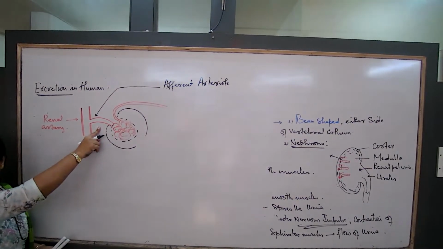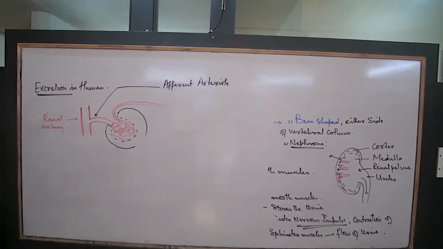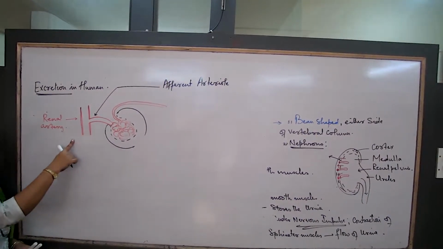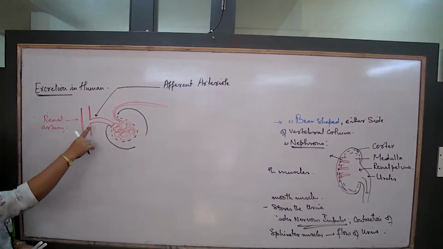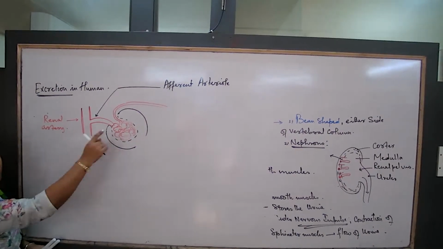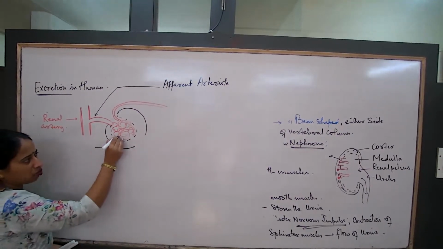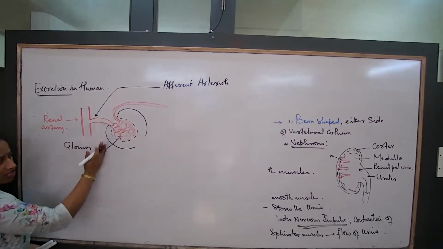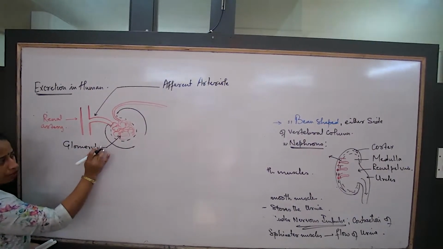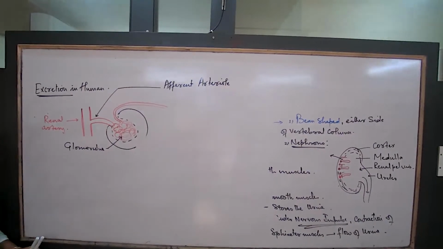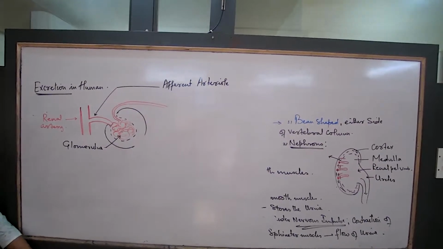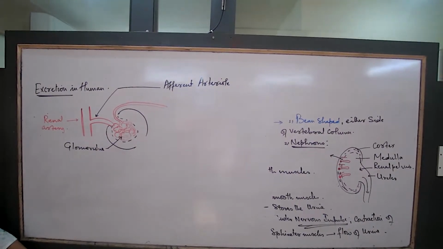How is the afferent arteriole formed? The afferent arteriole is formed by the division of the renal artery. The renal artery again divides into a network of blood capillaries. What is this network of blood capillaries known as? Glomerulus. What is this called? This is known as glomerulus. How will you define the word glomerulus? Glomerulus is a network of blood capillaries formed by the division of the afferent arteriole. Is the definition correct? Now check.